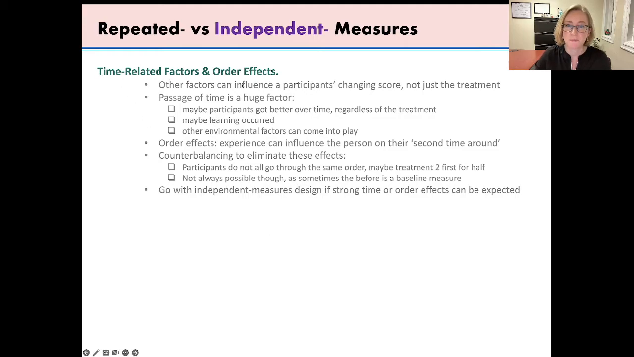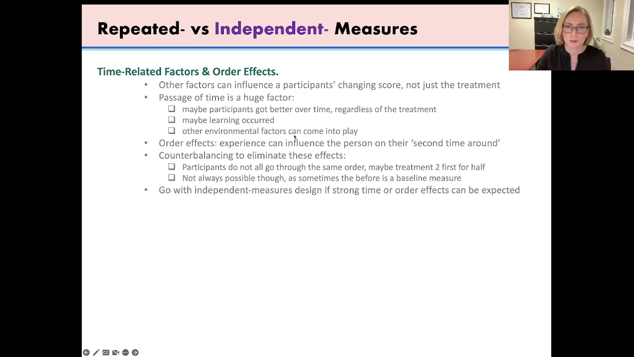Time-related factors. Sometimes if you are testing someone in one month and then you bring them back into the lab and you test them again, a lot of time has passed and various things can influence it. You have maybe small variability, but that variability might be due to something entirely different, right? So maybe participants got better over time, regardless of the treatment, just passage of time. Maybe they learned and then they did better the second time around. That wasn't because of your treatment, it's just because they got better and they learned something.